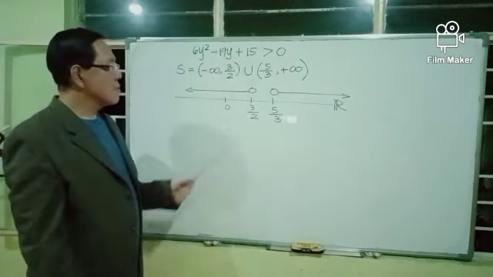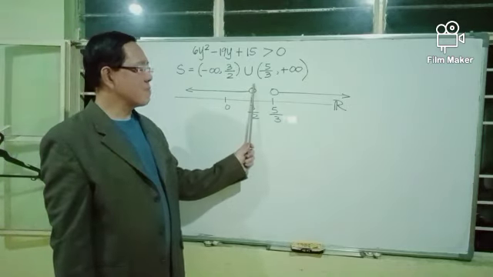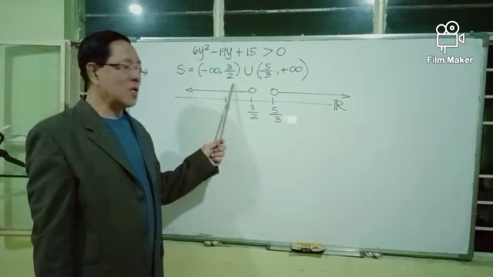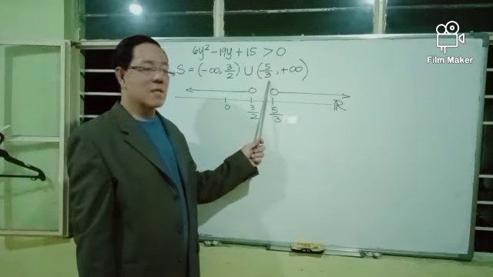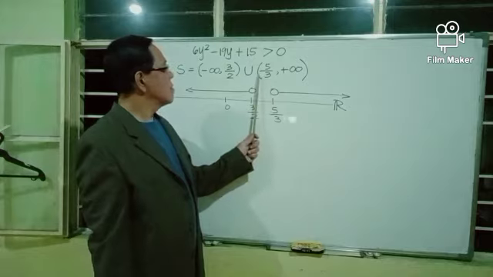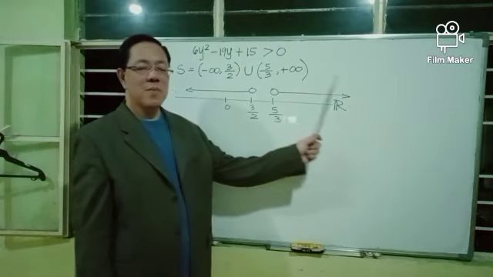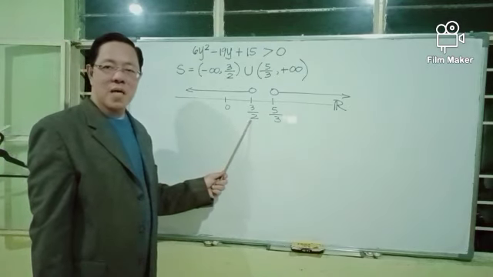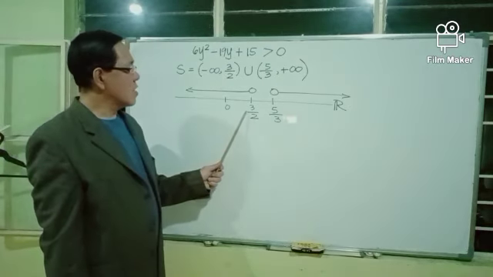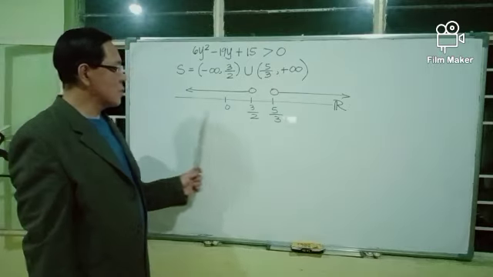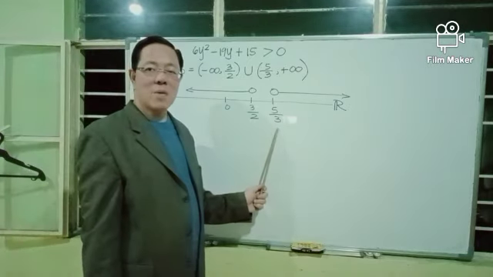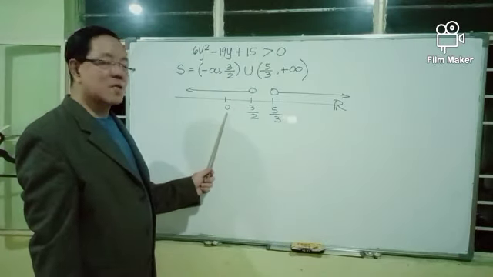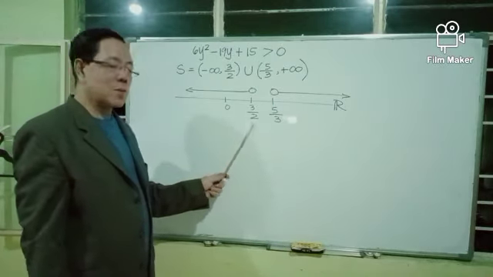Now to check, take any real number less than 3 over 2 or any real number greater than 5 over 3. You can see in the diagram better, take any real number less than 3 over 2 or any real number greater than 5 over 3. I will take x equals 0. 0 is less than 3 over 2.